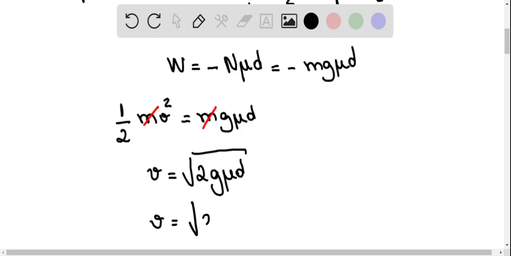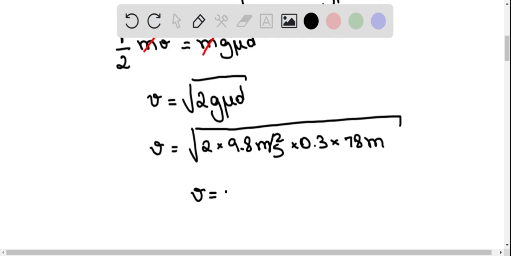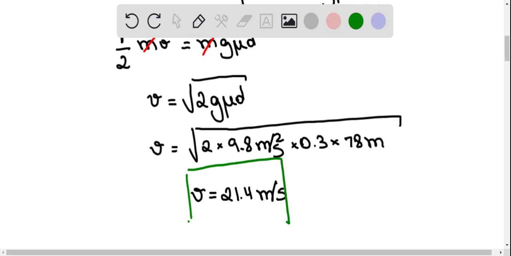So this is the square root of 2 times 9.8 meters per second squared times 0.3, that's mu, times d, which is 78 meters. So v is equal to 21.4 meters per second, which is the answer to our exercise.